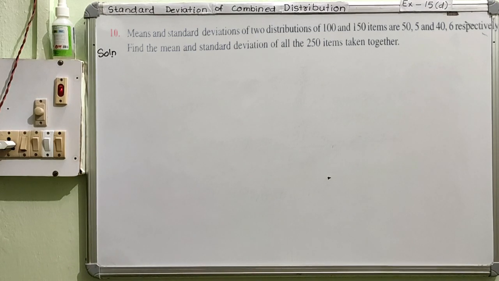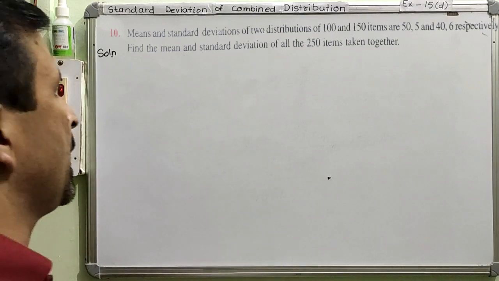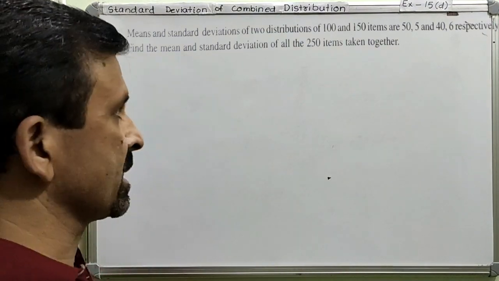So we have the number of elements in the two sets of data. Clear? And for these two sets of data, we are also given the mean and the standard deviation. The mean and standard deviation for the first data are 50 and 5, and for the other set of data we have 40 and 6. Clear? Now the question is, find the mean and the standard deviation of all the 250 items taken together. Is it all right? So now let us collect all the information and write it down.